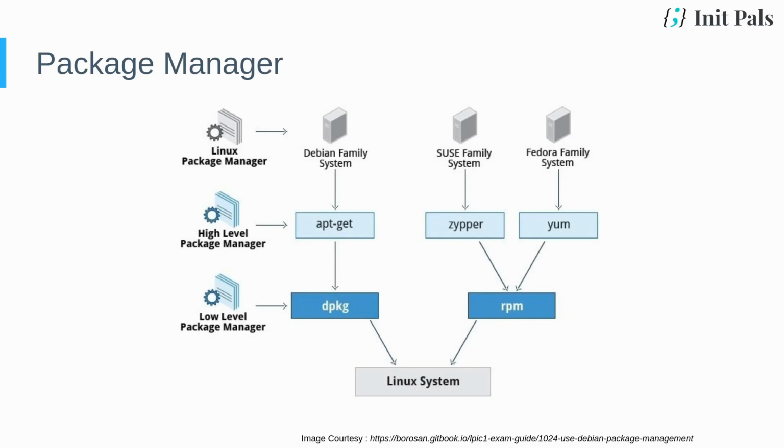Different package managers are used in different variants of Linux. In Debian-based variants like Ubuntu, Kubuntu, or Raspbian, the Advanced Packaging Tool, or apt, is used. In SUSE, Zypper is the package manager, and in Fedora and CentOS, it is Yum. So now let's see how the package management flow works.